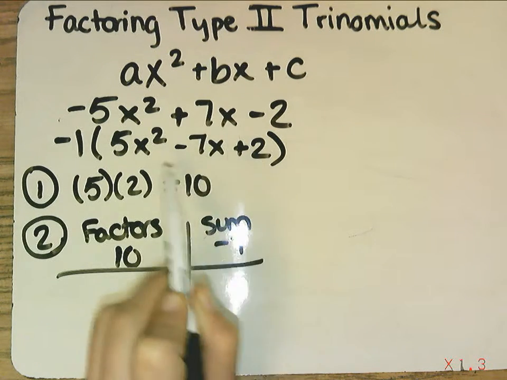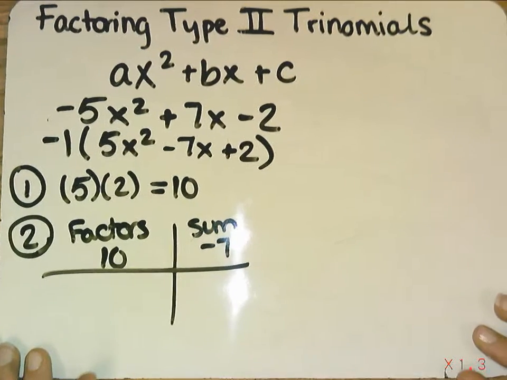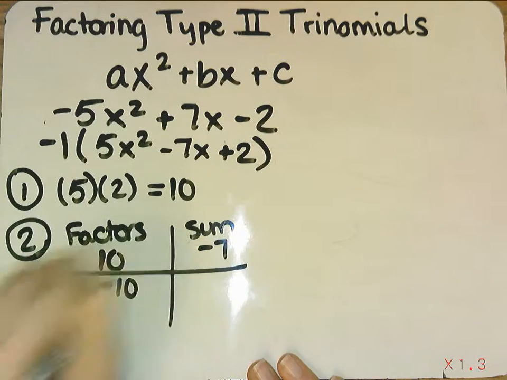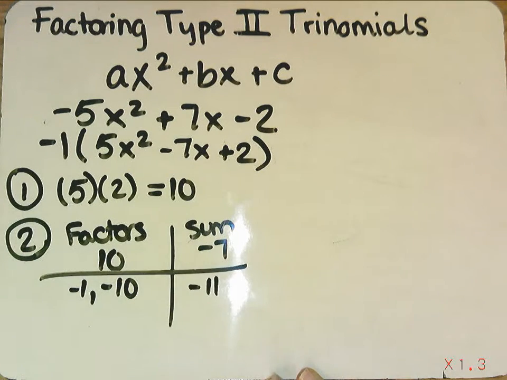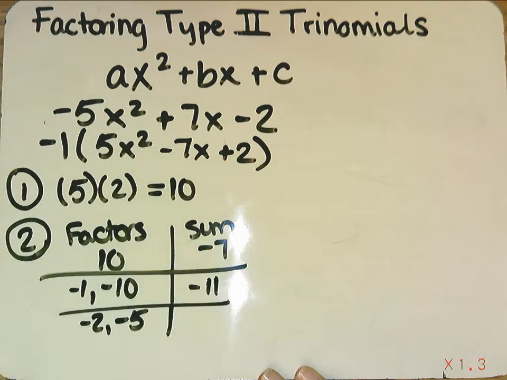It's always a sum of b, whether you're talking about type 1 or type 2 trinomials. So I have negative 1, negative 10. That sum is negative 11. That's not going to work. I have negative 2, negative 5. Their sum is negative 7. That works. I found the two factors that I need.